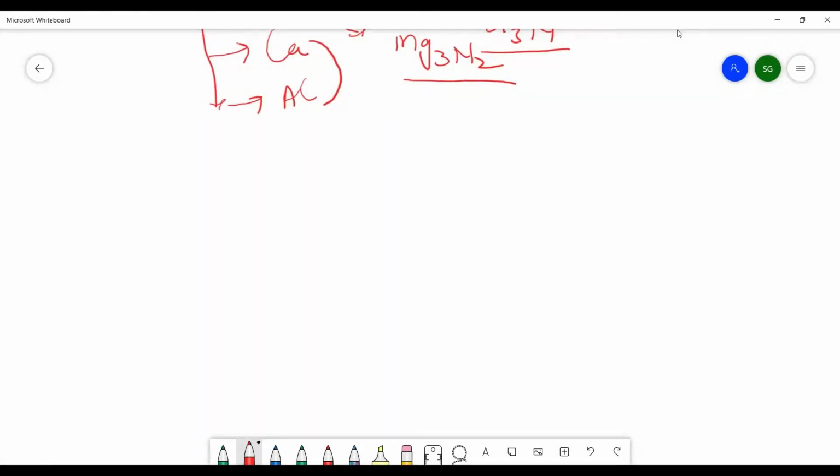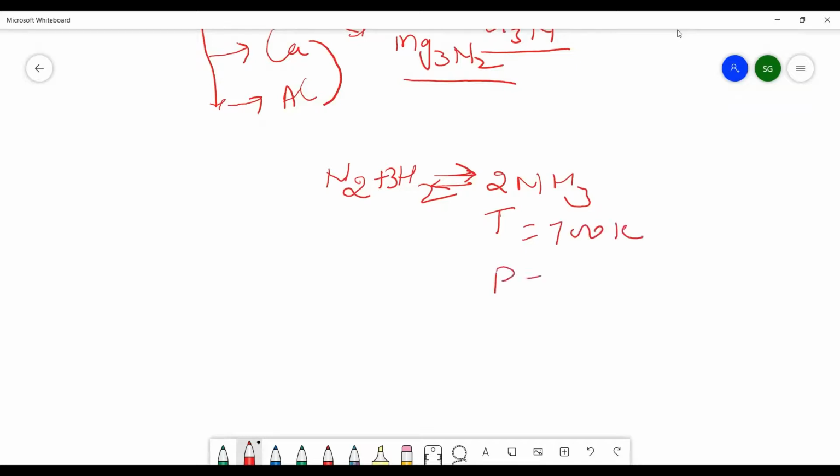Now the N2 will react with hydrogen. This is the most important use of dinitrogen. When hydrogen reacts with N2, it results in the formation of ammonia gas. Ammonia gas is formed by the Haber process. In the Haber process, there is an equilibrium sign between them, and the temperature used will be 700 Kelvin and the pressure will be 200 atm, or you can convert this into Pascal, that is 200 into 10 to the power 5 Pascal.